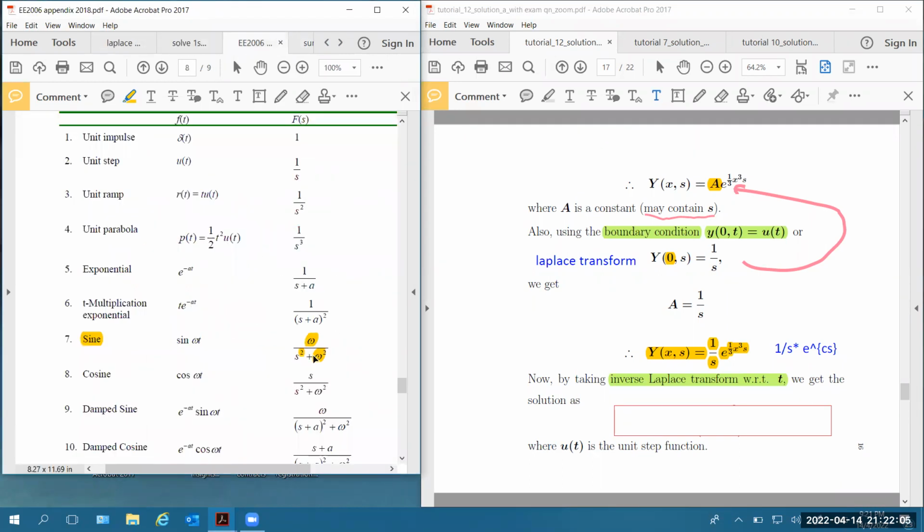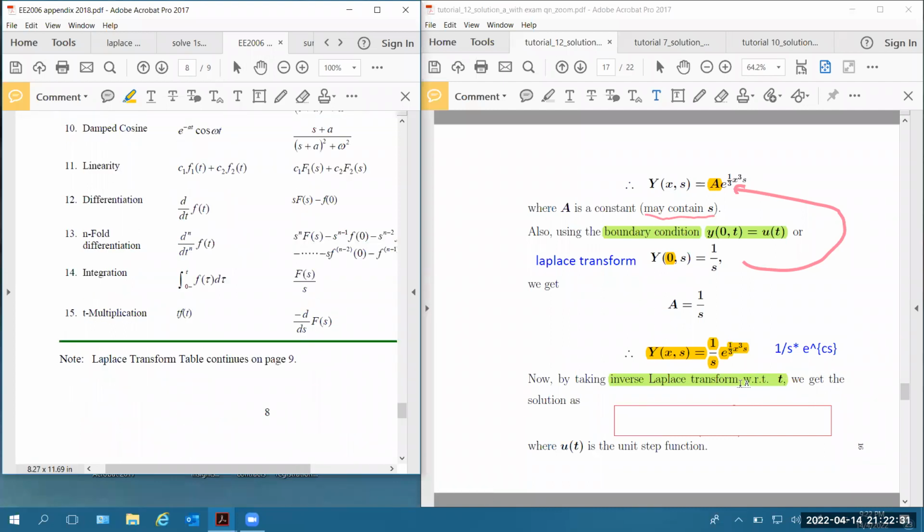Now, this one is the Laplace table. So what do you think? Which one to use? Unit step, and the time shift. Oh, okay. So it looks like it's not here. Yeah, it's not here. You don't have anything like that.